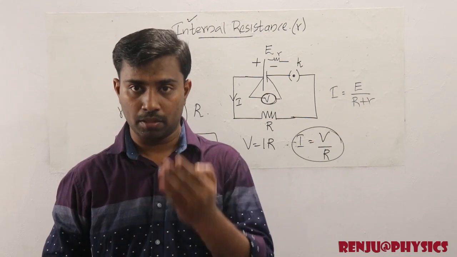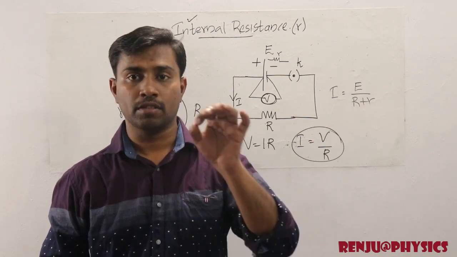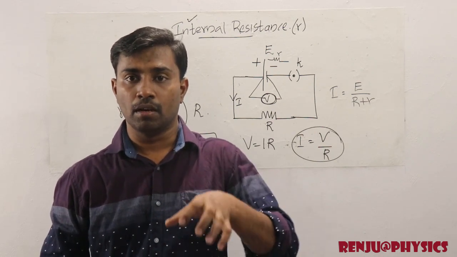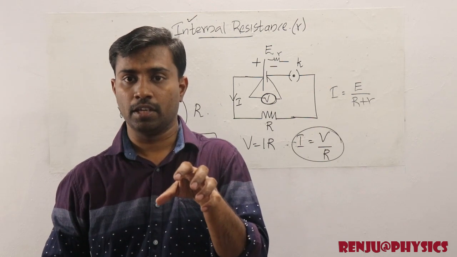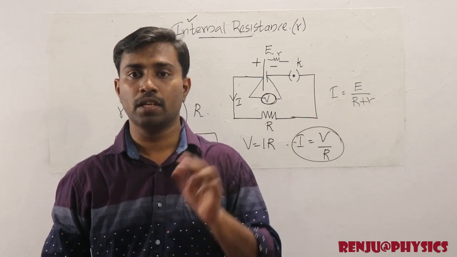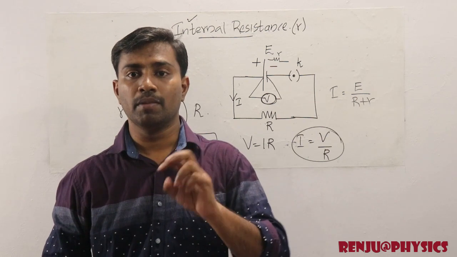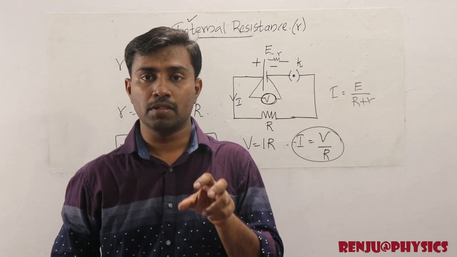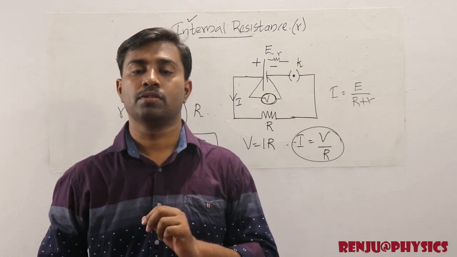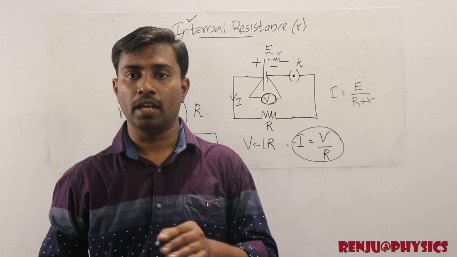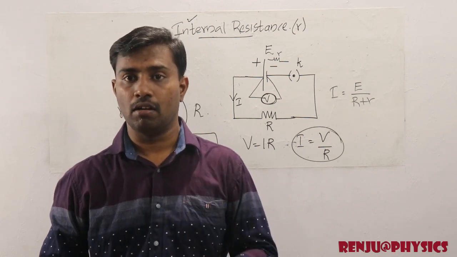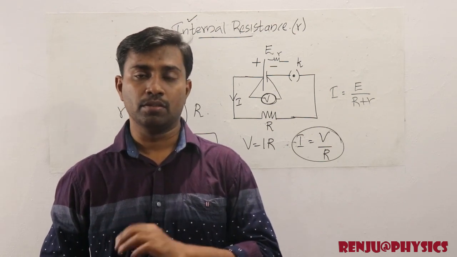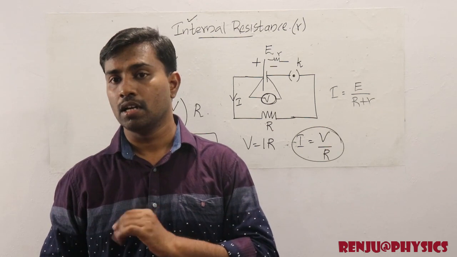Okay, terminal potential means when the circuit is closed, a current is passed through it, and at that time the voltmeter reads a value. If you measure the potential difference between the two electrodes, that value will be less than what we got before. That means it is the potential difference between two electrodes when a current is drawn. That is called terminal potential. Okay, so this is about internal resistance.